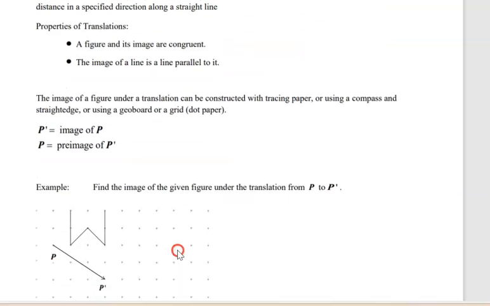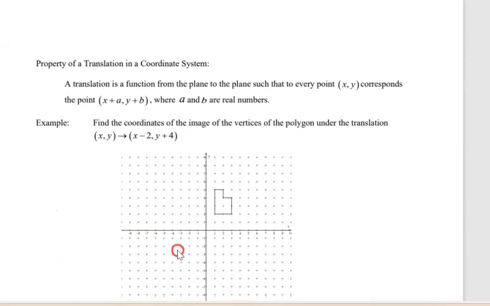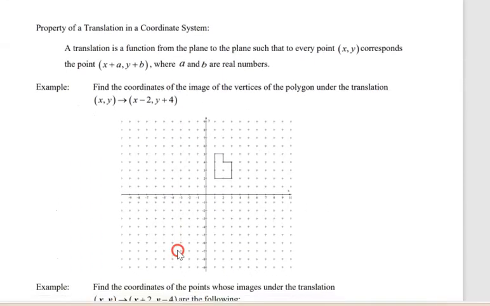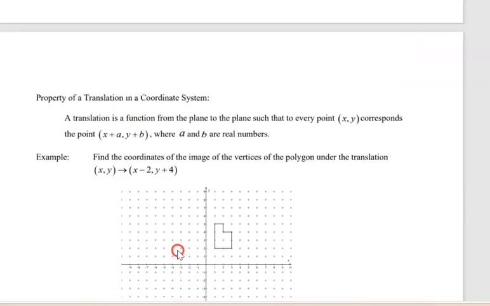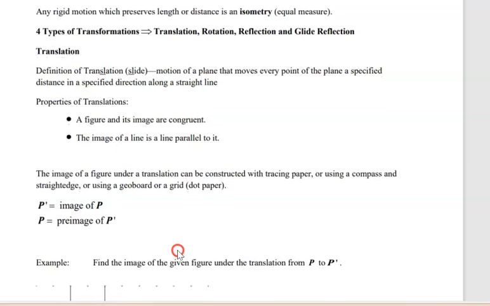So we're going to do some translations on dot paper on the first example, and then we're going to move into some translations on a coordinate plane, and we'll do a couple of those. There are multiple ways that you can do these. Like it says, you can use a compass and a straight edge, tracing paper, but we're going to stick to doing it on dot paper, and then we're going to go into doing some of them on a coordinate plane.